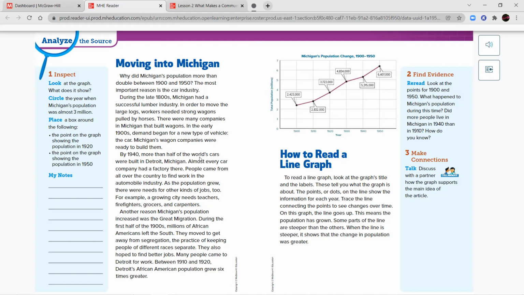How to read a line graph. To read a line graph, look at the graph's title and the labels. They tell you what the graph is about. The points or dots on the line show the information for each year. Trace the line connecting the points to see the changes over time. On this graph, the line goes up. This means the population has grown. Some parts of the line are steeper than others. When the line is steeper, it shows the change in population was greater.